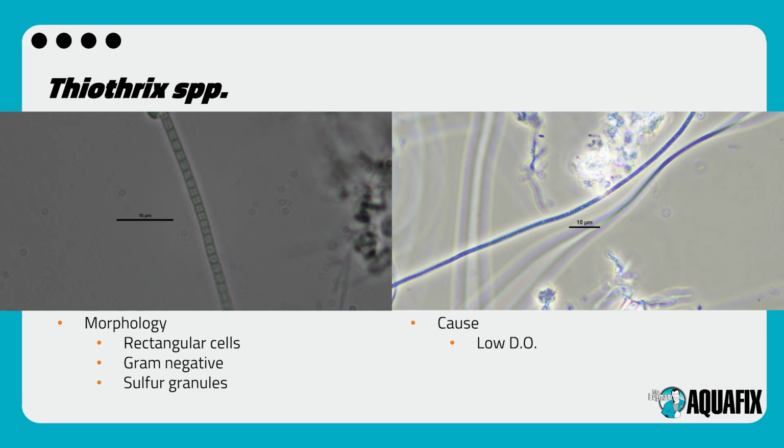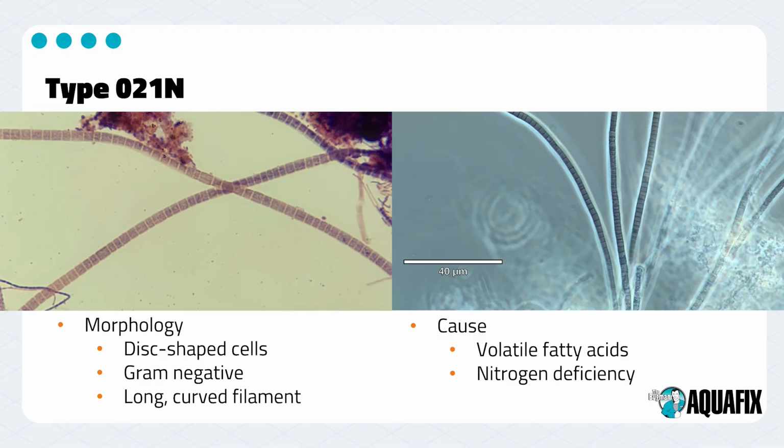Now, we have a group of filaments called the Thiothrix filaments, Thiothrix species specifically, and these are characterized by rectangular cells, gram-negative, and sulfur granules. And these are another one of those filaments that's largely caused by low DO, and it can cause problems similar to other low DO filaments or other larger filaments, where it's mostly going to be coming in the form of bulking and interfering with settling. Type 021N is a specific filament that falls within those Thiothrix type filaments.